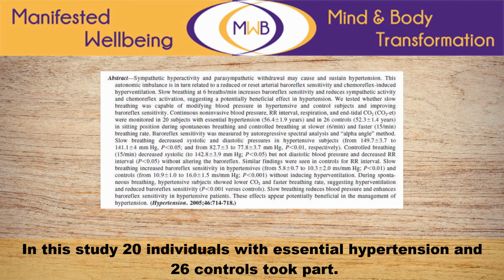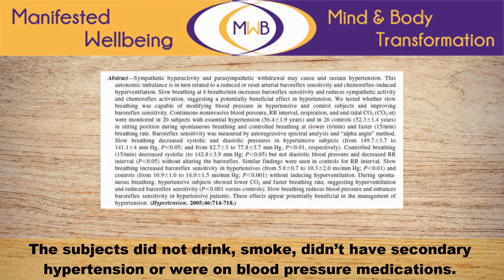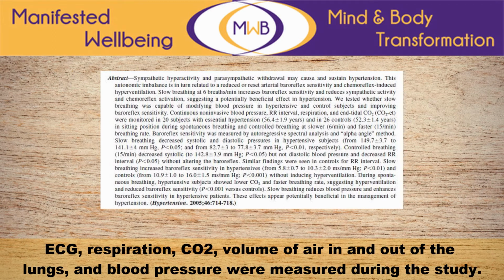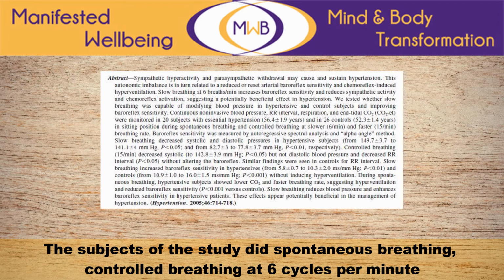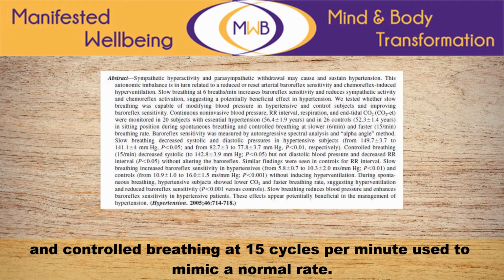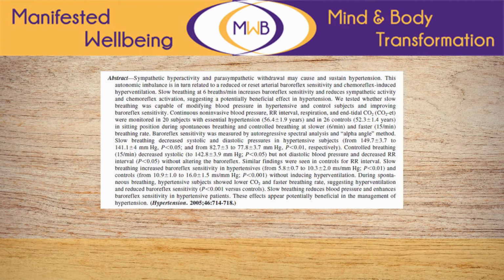In this study, 20 individuals with essential hypertension and 26 controls took part in the research. The subjects did not drink, smoke, have secondary hypertension, or take blood pressure medications. Electrocardiogram, respiration, CO2, volume of air in and out of lungs, and blood pressure were measured during the study. The subjects did spontaneous breathing, controlled breathing at 6 cycles per minute, and controlled breathing at 15 cycles per minute, used to mimic a normal rate.